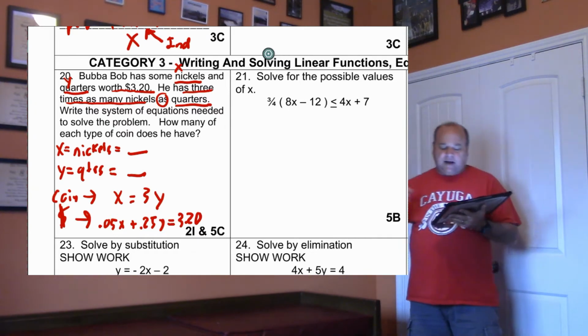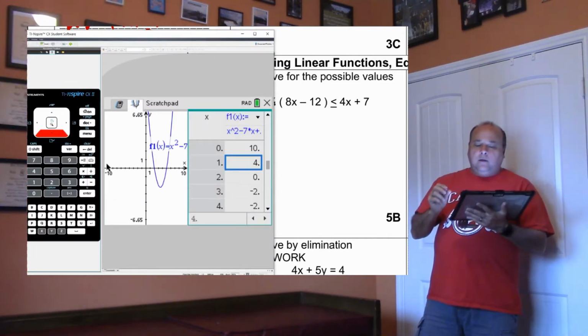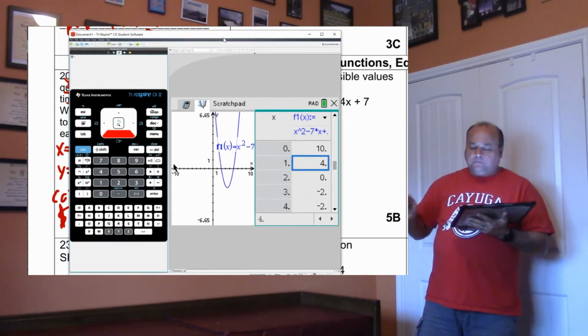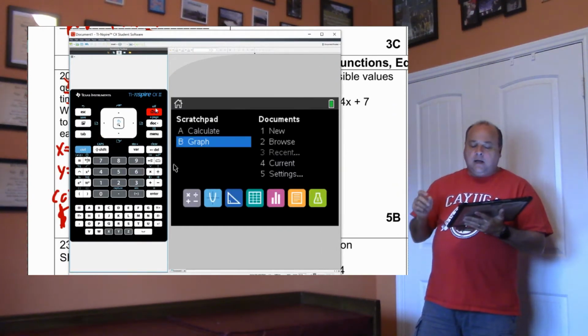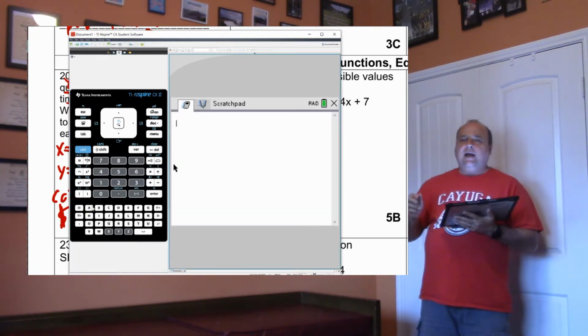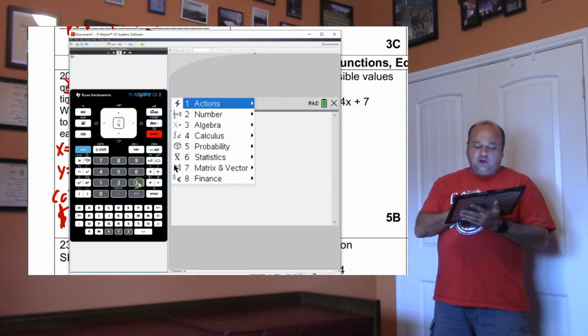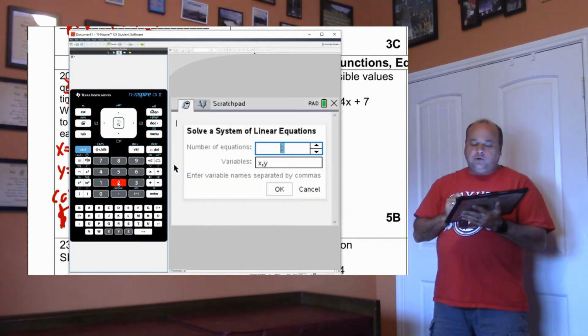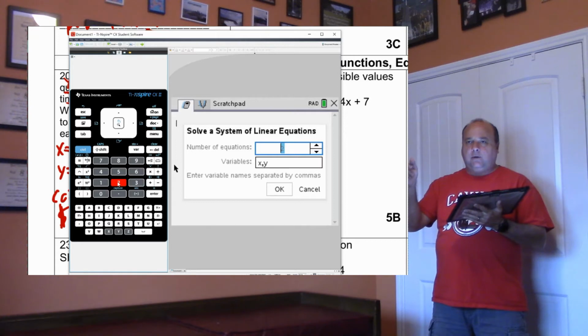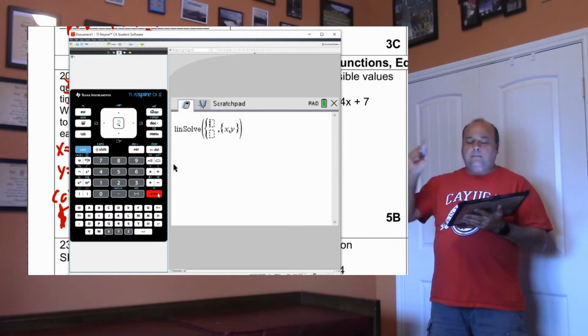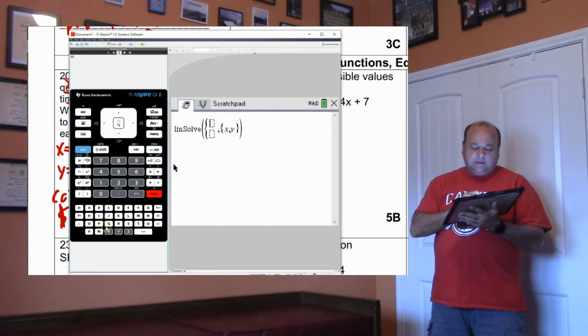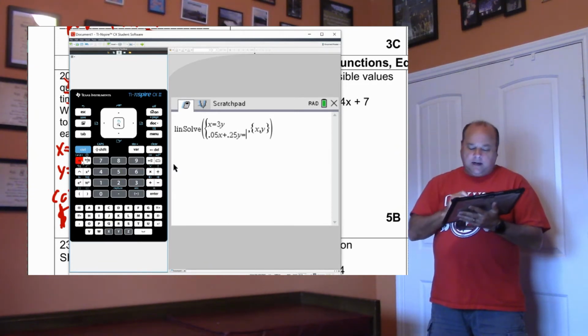You're going to plug this into the calculator. So let's go to the calculator. I'm going to hit the home button. I want to calculate A. Now I'm going to hit menu. Algebra is 3. Solve systems is 2. And don't ever touch this dial right here. Just hit enter. Menu, 3, 2, enter. Then I'm going to put x equals 3y, then hit the down button. 0.05x plus 0.25y equals, and how much money did I have?